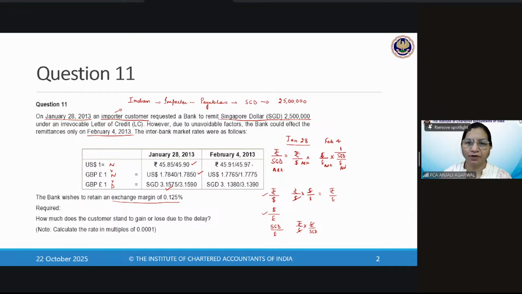Similarly, now we don't need to calculate again what would be the factors here. On February 4 also, you will have 45.97 multiplied by 1.775 and divided by 3.1380, right? However, we need to add margins to this so that you will be able to find out how much you actually have to pay in rupees to get this Singapore dollar.